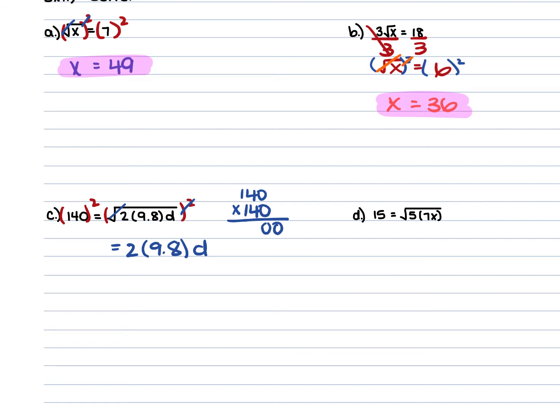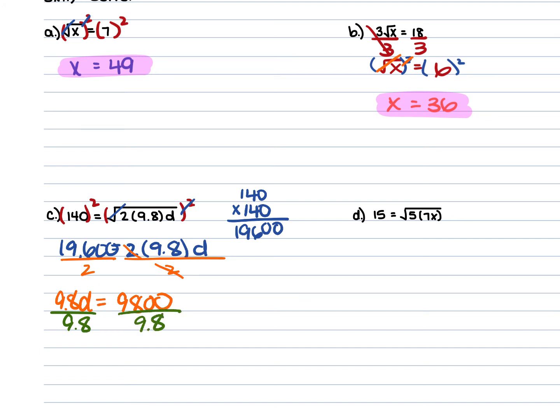Hold on, let's do 4 times 0. All right, so we have 19,600. From here, if you want to divide each side by the 2 to start with, you can do that, so that way you're not multiplying. You get that 9.8d is equal to 9,800. Divide each side by that 9.8. And you get that d is equal to 1,000.